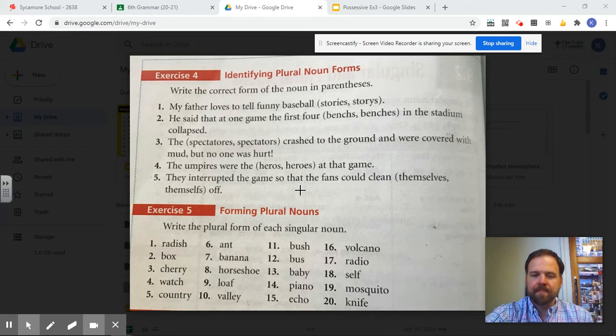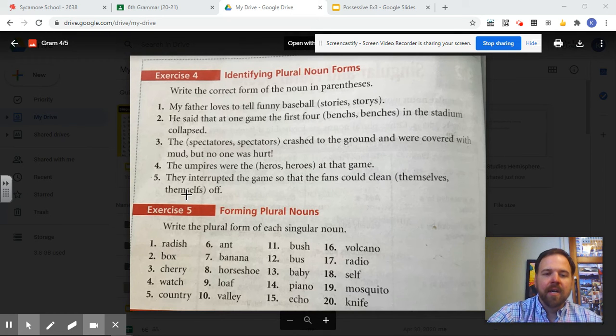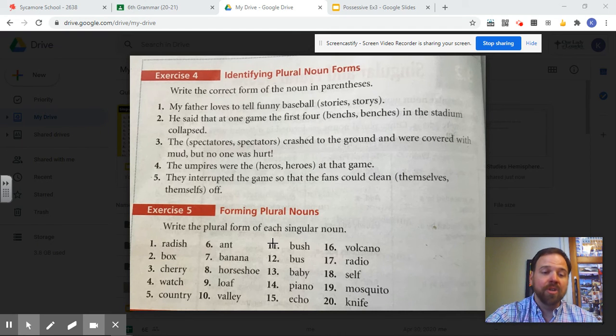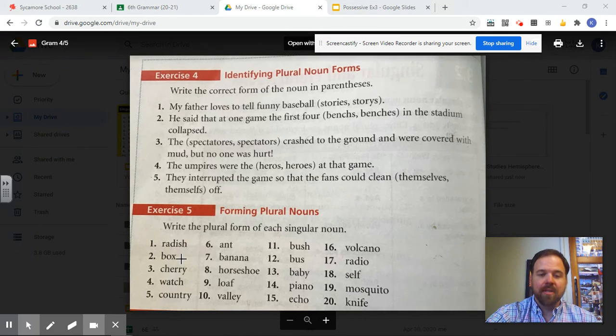Those are pretty quick. Exercise 5, it just says write the plural form of each singular noun. So some of these you might even have to look up, but all you literally do for 1 through 20 is rewrite the word in its plural form. So radishes, boxes, cherries, you know what they probably are, but you just have to double check that they are spelled correctly. Because again, adding an S does not just necessarily make a plural noun. Okay, sometimes there's some tricky parts to it.